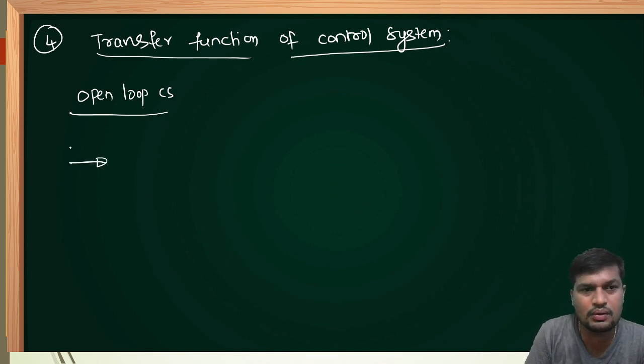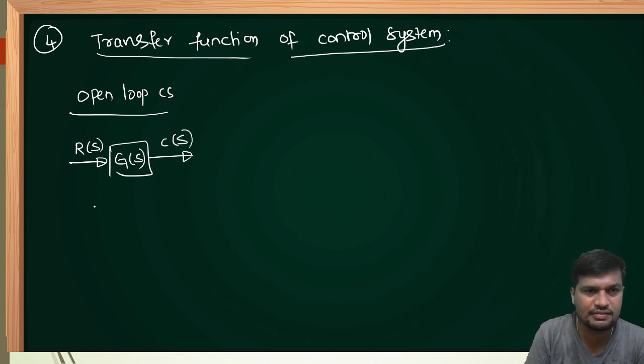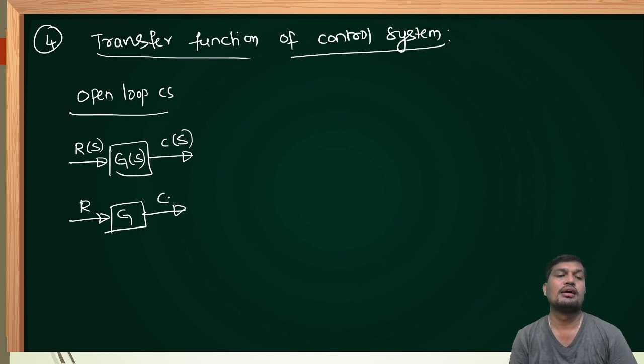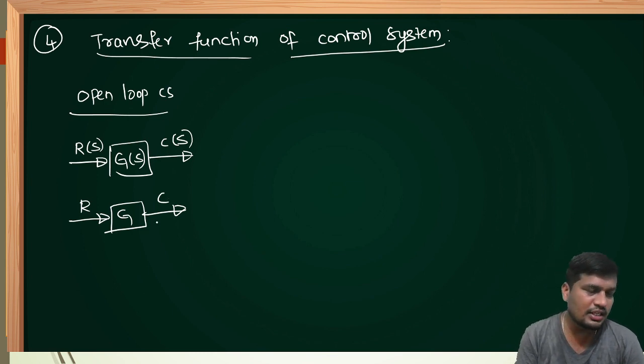In open loop control system, the input is R of S, forward path gain is G of S, output of the system is C of S. Or instead of R of S, we can simply write R, gain of the system G, output is C. That means all the blocks are in S domain only, that is Laplace domain. Don't get confused. Now how to determine transfer function?